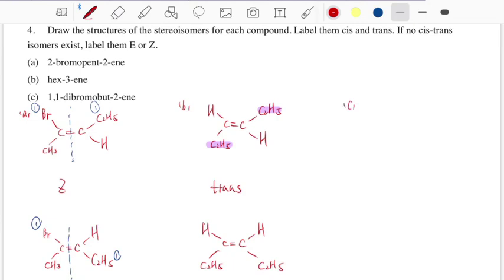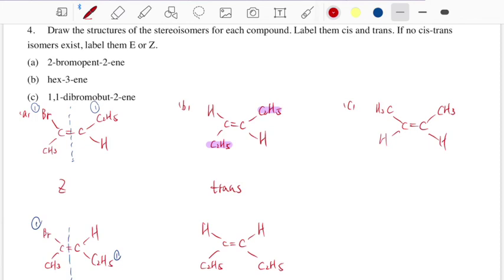C. We have 1,1-dibromo butene. Again, we focus on the butene part first. Butene means 4 carbons in the longest chain, and the double bond is between the second carbon and the third carbon. Okay, so we have a methyl group attached to both sides of the double bond. Okay, and then we draw this molecule first.